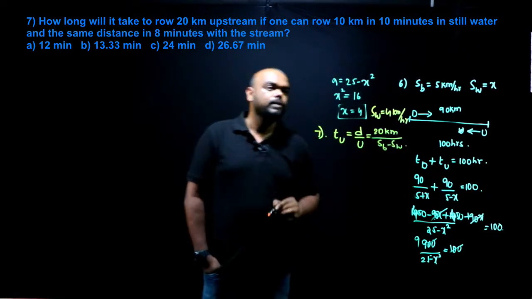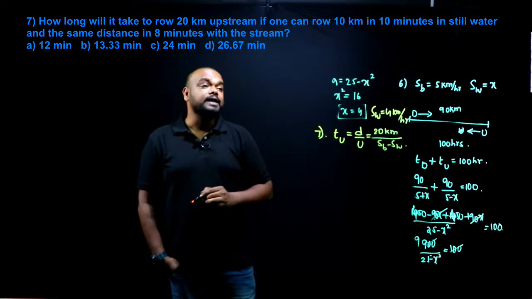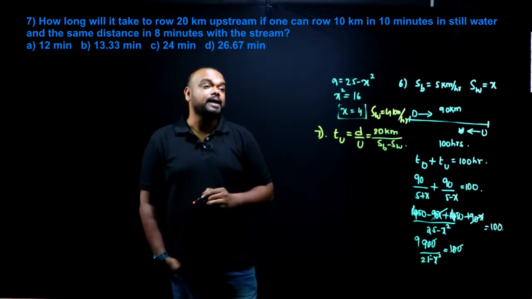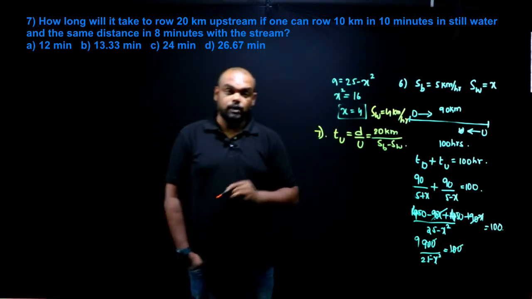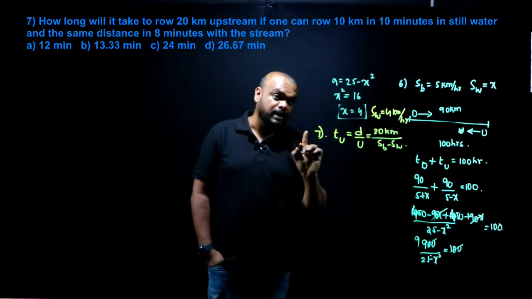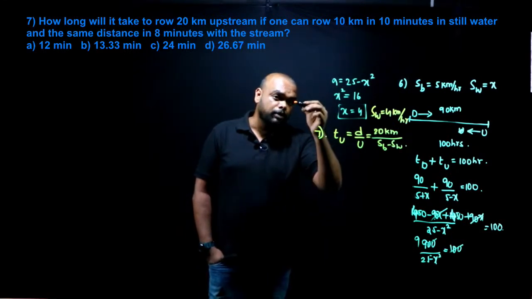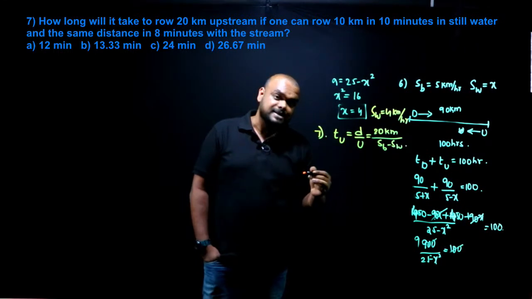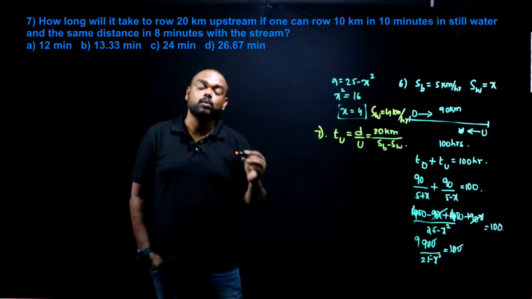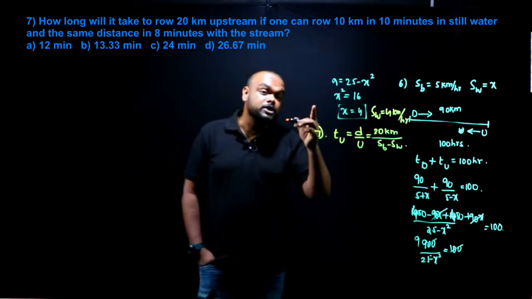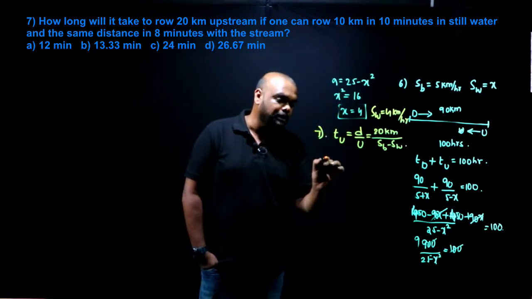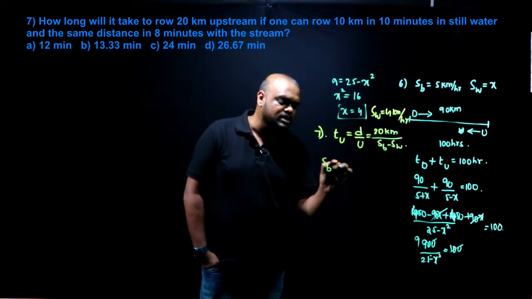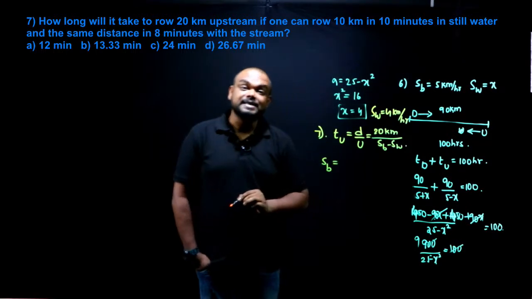Let it be. Okay. If one can row 10 kilometers in 10 minutes in still water. 10 kilometers is distance, 10 minutes is time. Distance given, time given. What can we calculate? Speed. But which speed is it talking about? Still water. It means I can calculate the speed of a boat in still water. SB, distance by time taken.